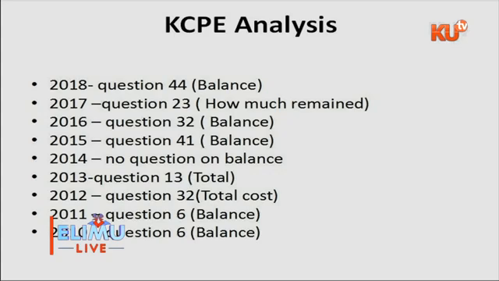Year 2014, there was no question on balance, the same as 2019. They tested only on how to calculate or to get change. 2013, question number 13, they wanted the total cost. That is, we are supposed to calculate. They were supposed to prepare bills, and then you give the total cost of whatever was purchased. 2012, question number 32 was also testing on the total cost.